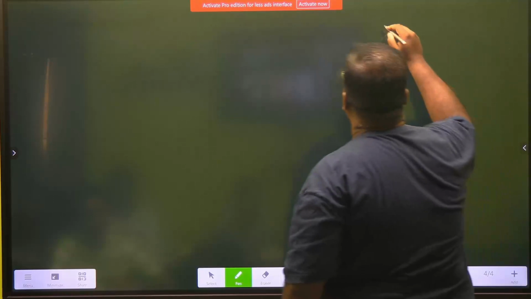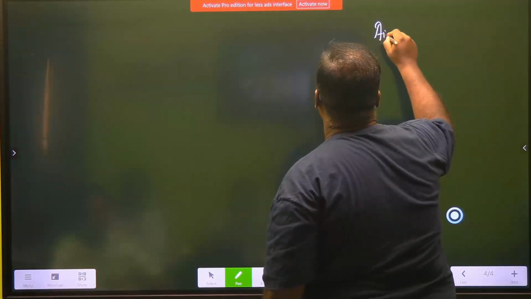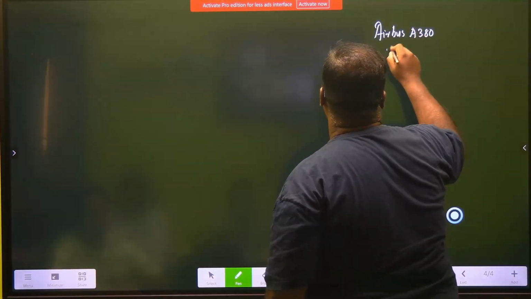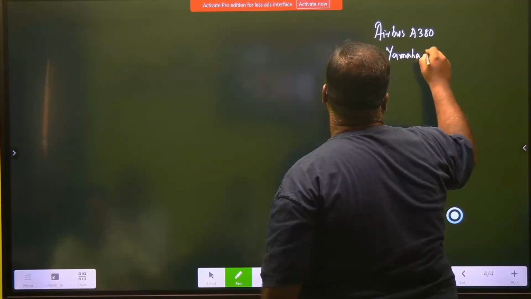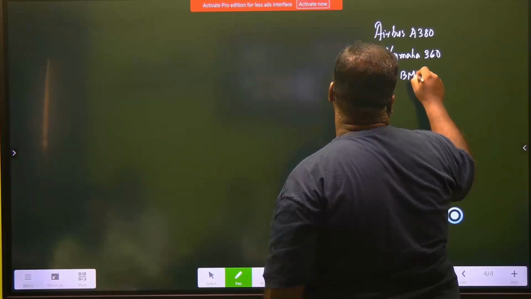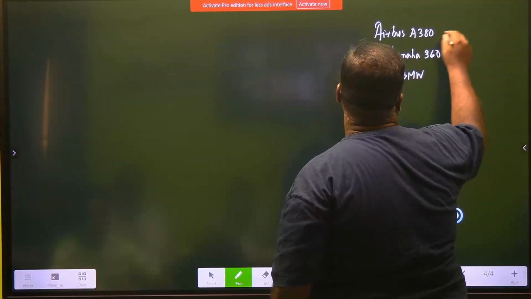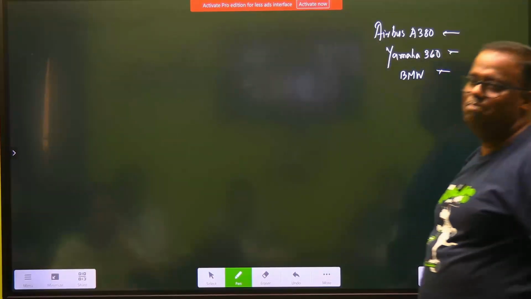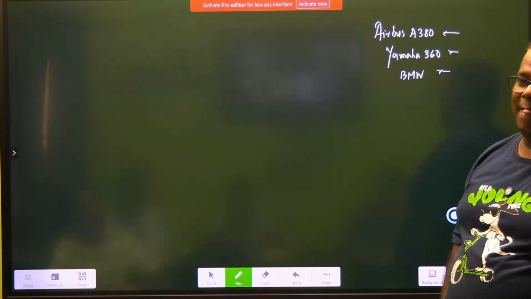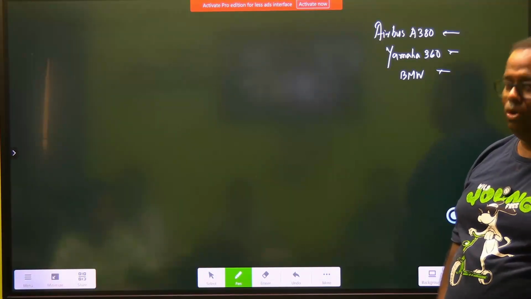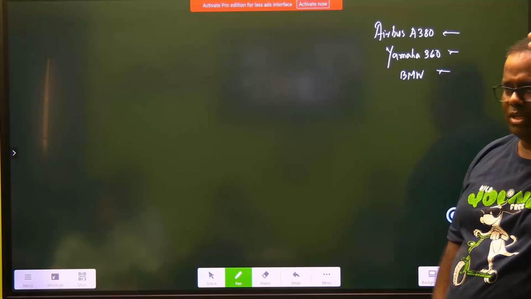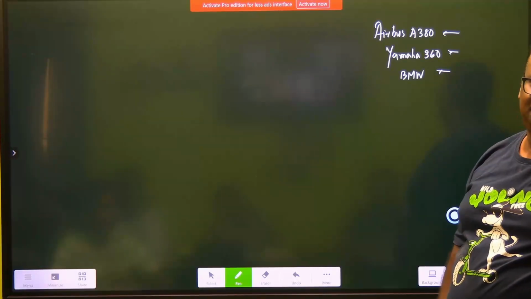Okay, let's say you have, suppose, an Airbus A380. Okay, you have a Yamaha 360 bike. Okay, and you can take a BMW car. If three of them race from the same time, whose acceleration is high? If three of them, ready, steady, go. We have an Airbus, we have a BMW car, and we have a Yamaha 360 bike. Whose acceleration is more? All are in a straight line.